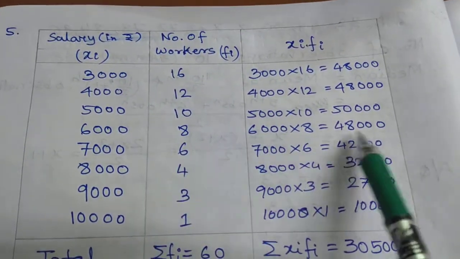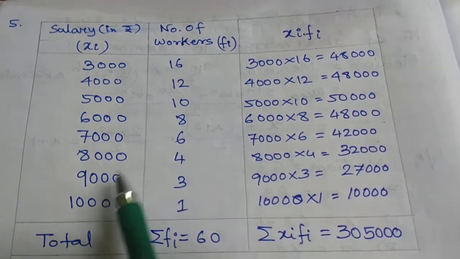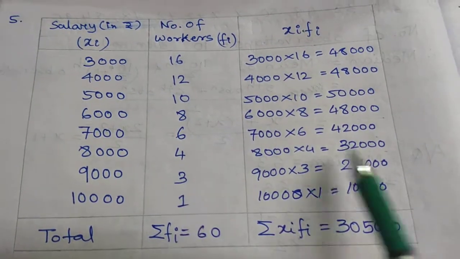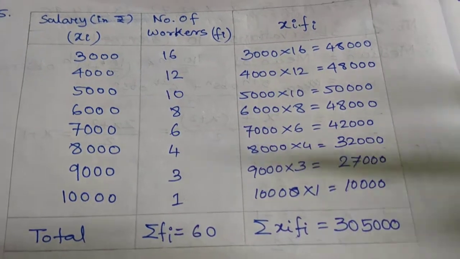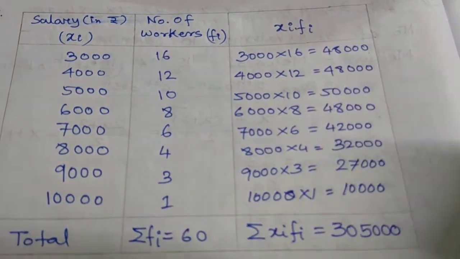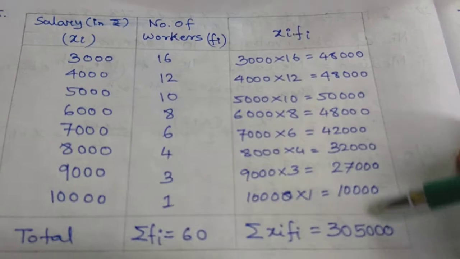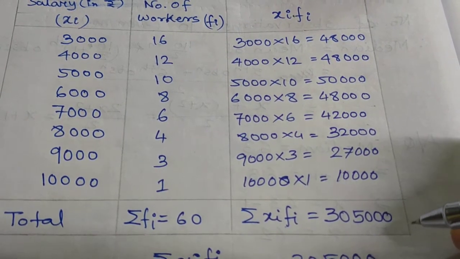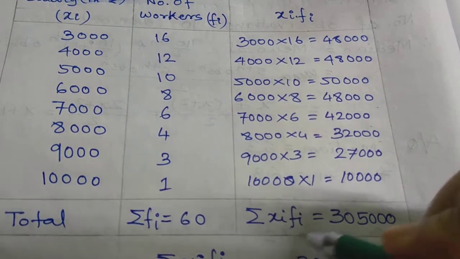6,000 into 8, that is 48,000. 7,000 into 6, that is 42,000. 8,000 into 4, that is 32,000. 9,000 into 3, that is 27,000. And 10,000 into 1 is 10,000. Okay, so you can see this column denotes xi fi. If we add all this, we will get 305,000. That means this number denotes the summation of xi fi.